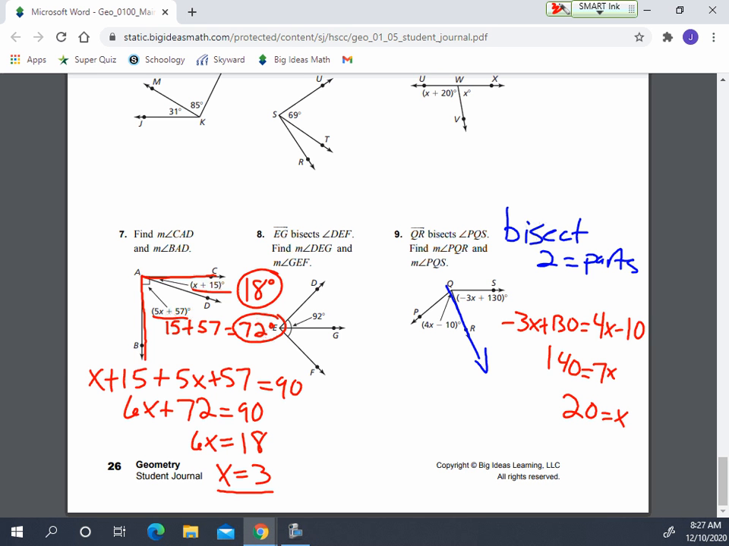Not done. Okay. Plug in 20 for x. 20 times 4 is 80. 80 minus 10 is equal to 70. 70 degrees. Okay, there's 70 degrees. Plug in 20 to here. I get negative 60 plus 130, which is actually 70 degrees. Okay, do I even need to do the math for that second one? No. The reason? Because they're 2 equal measures. They should equal each other. So if one angle is 70, the other should be 70.